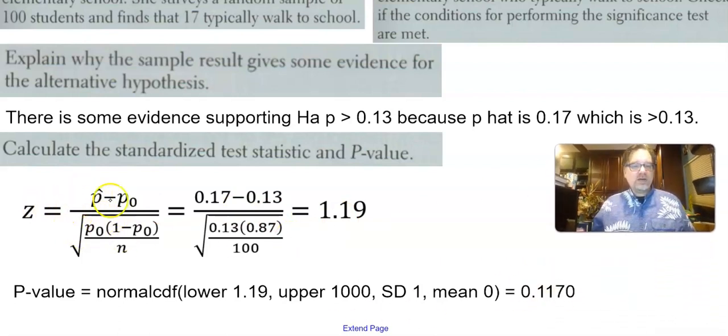Our standardized test statistic is z. I'm going to find my z-value: statistic minus parameter over the standard deviation. You can see I get a z-value of 1.19, and a z-score of 1.19 is not unusual. But let's convert that to a p-value. We go into our statistics menu and find the probability at this z-score. My normal CDF says lower is 1.19 because I want this or greater, so I'm doing the upper. I get 0.1170. There's my p-value.